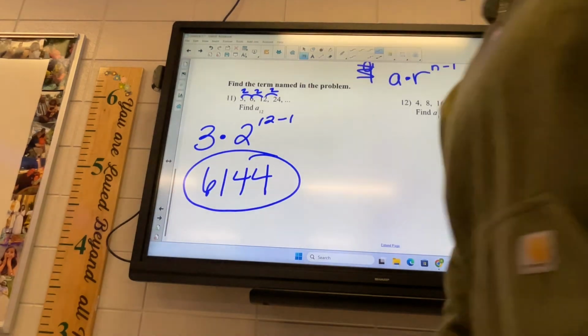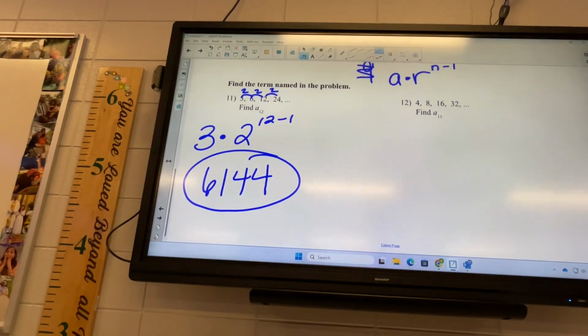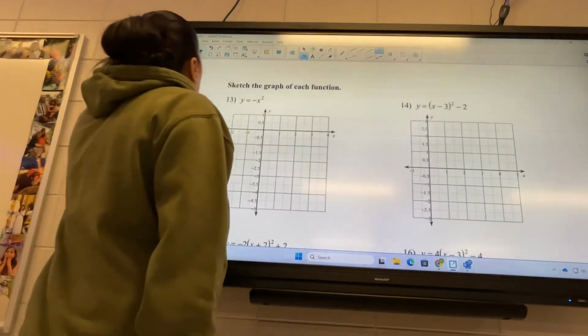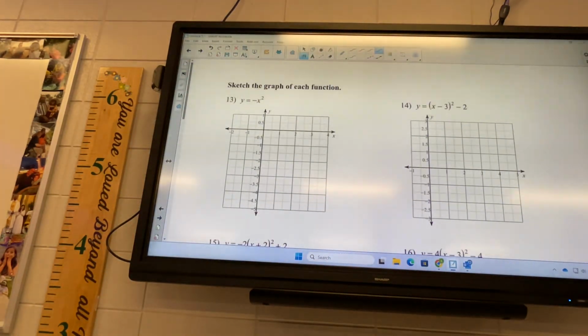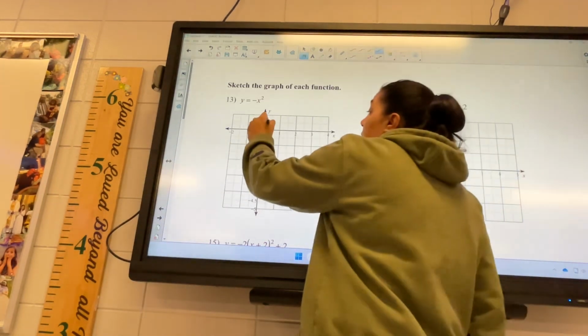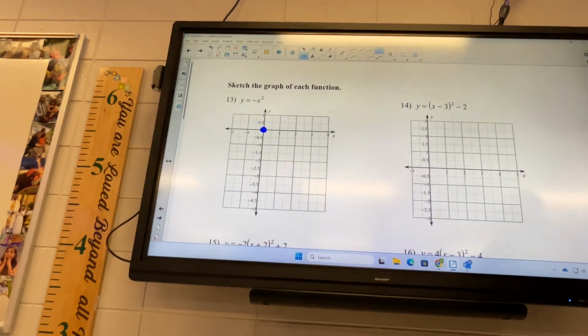Okay, number 13. What can you tell me about that? What does a minus do, first of all? Makes it open down. So we already know just from the negative that it opens down. What is the x squared? We talked about it. That's the mommy and daddy, remember? Where does the mommy and daddy start? At 0, 0. Okay, and we know that it opens downwards. So from the mommy and daddy, from the 0, 0, then what do we do?